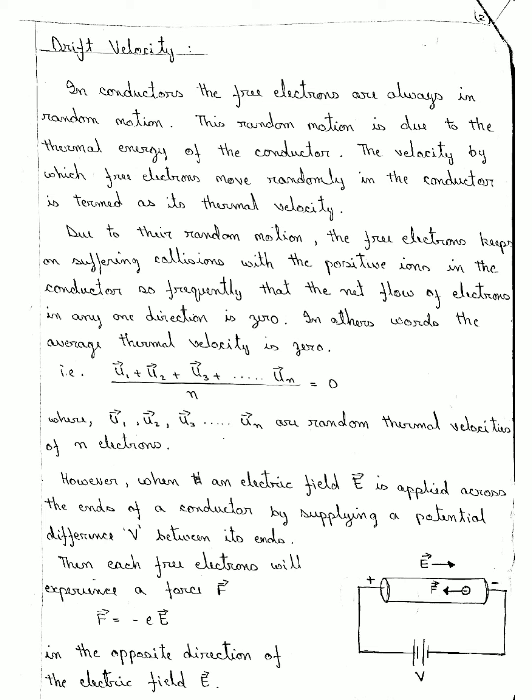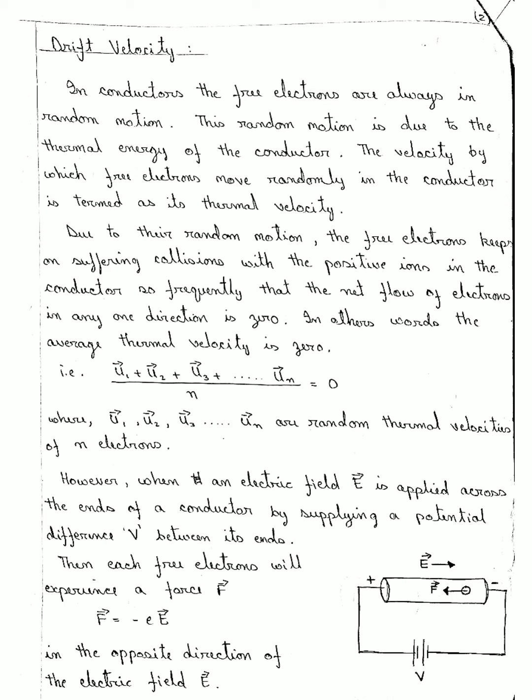This is because of the random collisions the free electrons have with the positive ions, and so there's no net flow of electrons in any one particular direction. This happens if you don't apply any electric field.